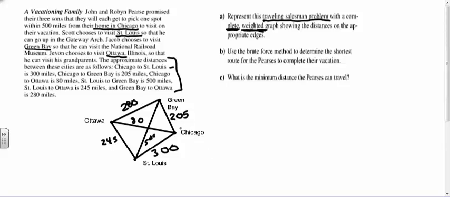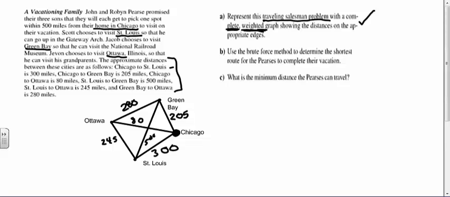So recall, this family lives in Chicago. So this is their home base. They want to make all three sons happy, so they're going to visit all those other cities and then return back home, which means we have to form a Hamilton circuit because we want to visit each vertex exactly one time, and it's a circuit because we want to make sure we get back to Chicago at the end, which is where we started. Now, so step A, or part A, is accomplished. We have a complete weighted graph showing the distances on the appropriate edges.